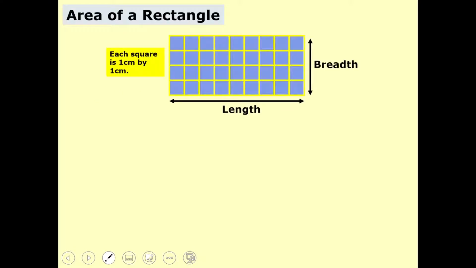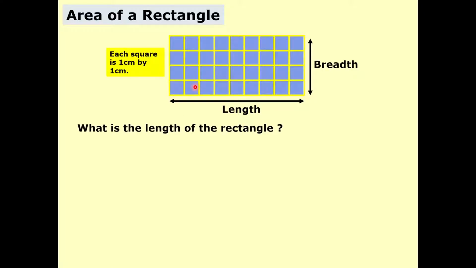So today we're going to be looking at the area of rectangles and triangles. So let's think about the area of a rectangle first. Here we have a rectangle and each of these squares is 1 centimetre by 1 centimetre. If we were to count the squares, what is the length of the rectangle? Well, it's 1, 2, 3, 4, 5, 6, 7, 8, 9 centimetres long.